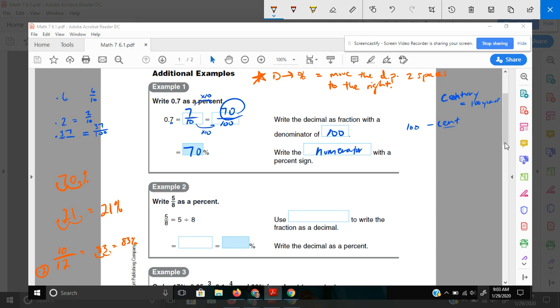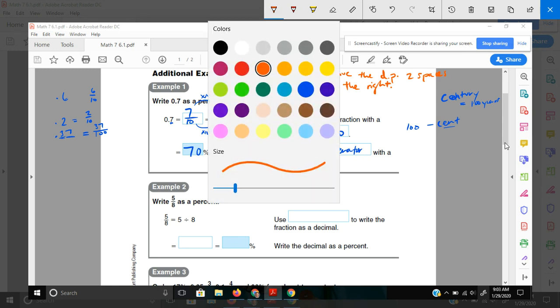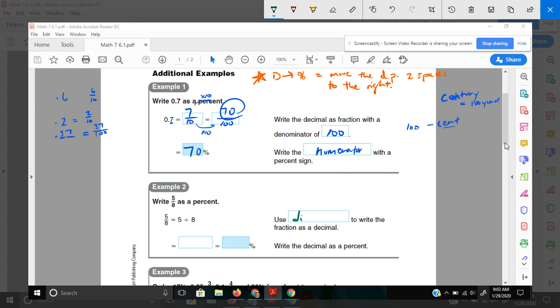In example 2, we start with a fraction and we want to write it as a percent. So let me make a little bit more room here. We've got 5/8, and we want to write that as a percent. So a reminder that a fraction is just the same as using division. Let's pick a new color. So use division to write the fraction as a decimal.